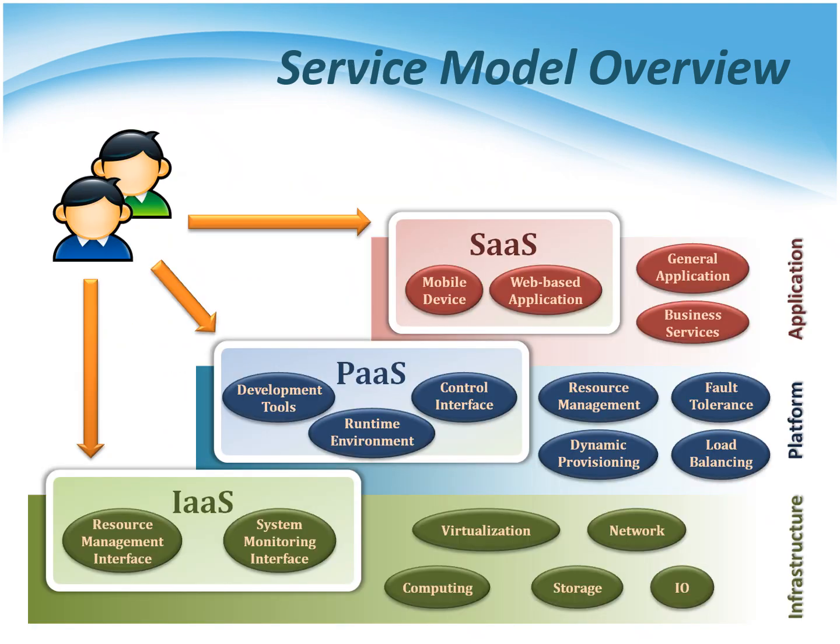The topmost is software as a service. With a mobile device, web-based application, or general application, you can use whatever application business services you want. Directly you can use that. That is software as a service. Platform as a service offers deployment tools, runtime environment, and control interface, so you can do resource management, dynamic provisioning, fault tolerance, and load balancing. All will happen through platform as a service. So this will be in the middle, the platform. So this is infrastructure, platform, and application.